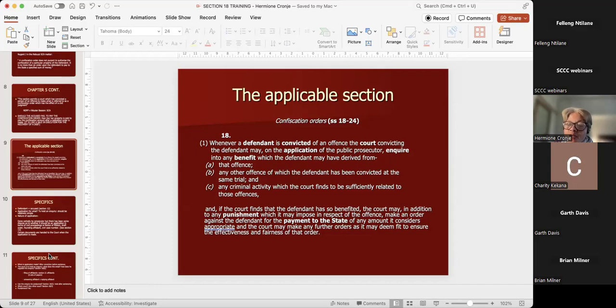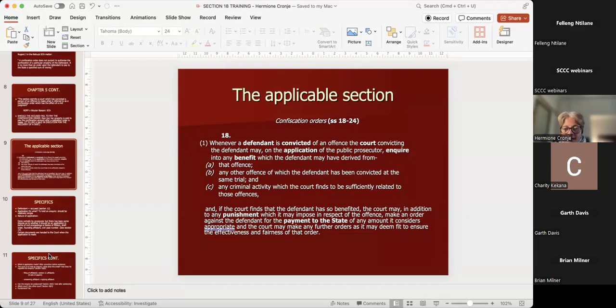And then it says the court convicting the defendant may, on the application of the public prosecutor, inquire into any benefit which the defendant may have derived from the following sets of circumstances. But I just want to pause and indicate what we've already discussed so far. It is the court convicting the defendant that conducts the inquiry, and the inquiry that is being conducted is concerned with what benefit did the defendant derive. And it's not just what benefit the defendant derived from the offense the defendant was convicted of. So, for example, you have a drug dealer being convicted of one sale or one delivery of a shipment of drugs, and they're convicted. And in fact, at that point, the drugs are seized.